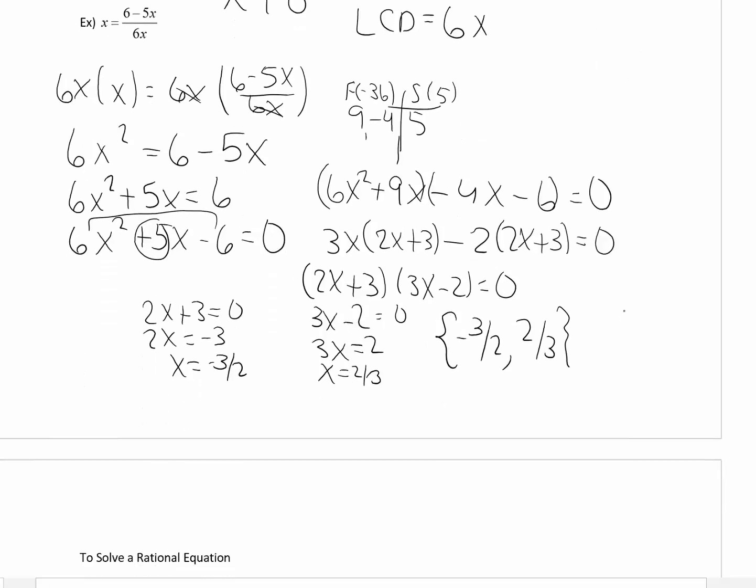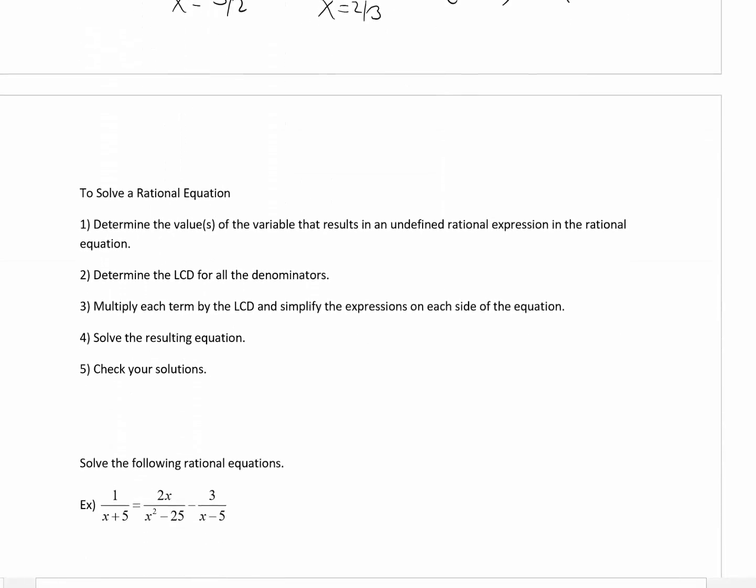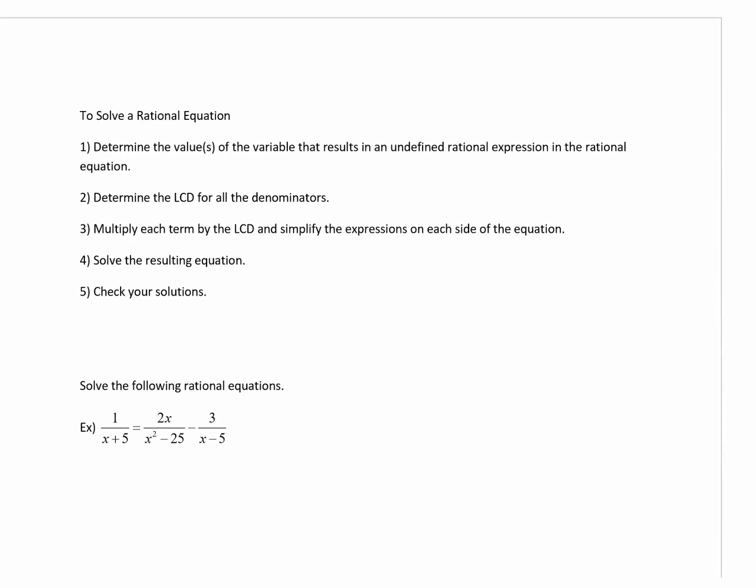Okay, so to solve a rational equation, we want to determine the value or values of the variable that result in an undefined rational expression in the rational equation. In other words, what makes each denominator 0, and exclude those values. Determine the LCD for all the denominators. Multiply each term by the LCD and simplify the expressions on each side of the equation. Solve the resulting equation, and then check your solutions.